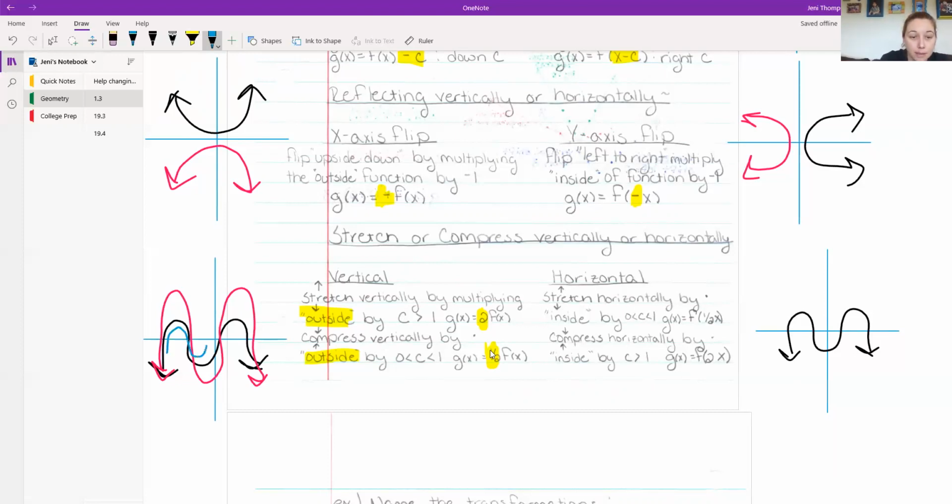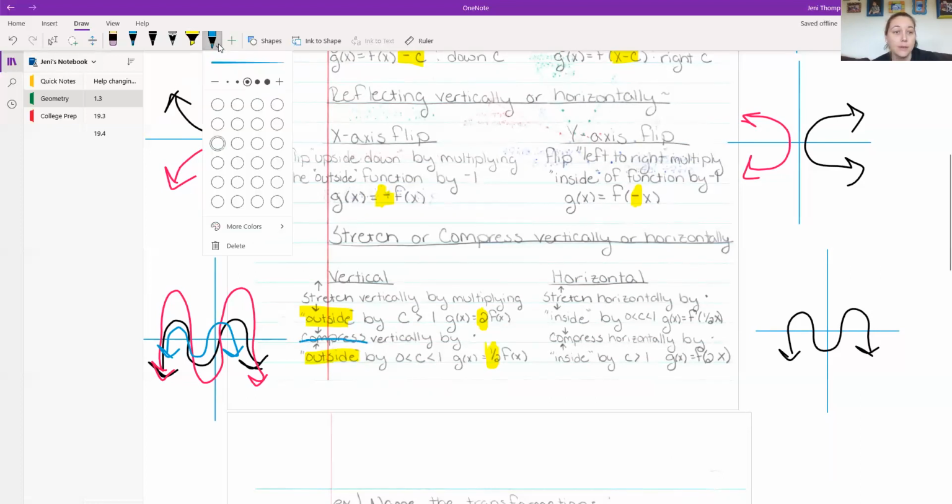So it's going to be, that's our blue. Compression is in blue. And then our stretch.